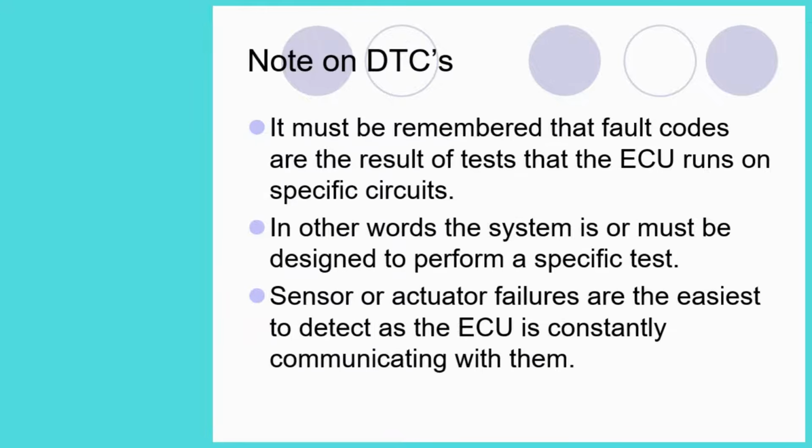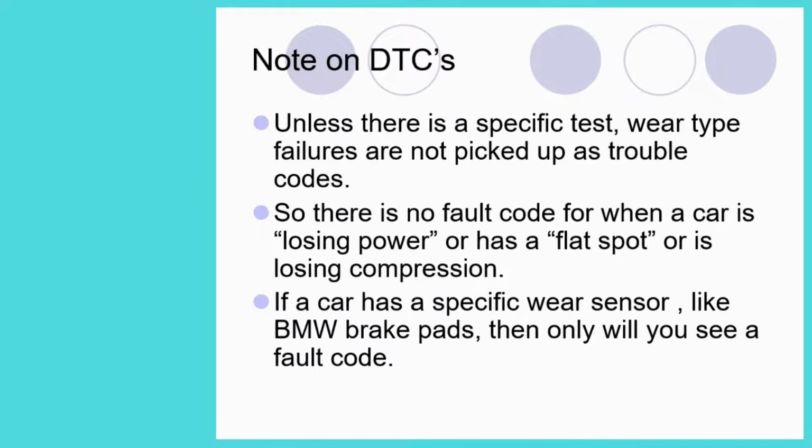It must be remembered that fault codes are the results of tests that the ECU runs on specific circuits. In other words, the system must be designed to perform a specific test. Sensor and actuator failures are easiest to detect as the ECU is constantly communicating with them. Unless there is a specific test, wear-type failures are not picked up as trouble codes.